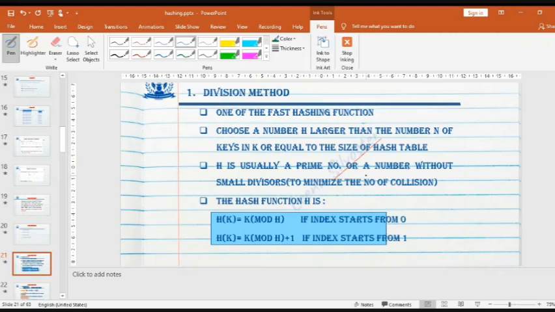This h is usually a prime number or a number without small divisors. What is the definition of a prime number? A number divisible only by 1 and itself. In the division method, the hash function is selected as k mod h, where k is the key and h is the size of the table. In this case, the index starts from 0. If the index starts from 1, then h of k is selected as k mod h plus 1.